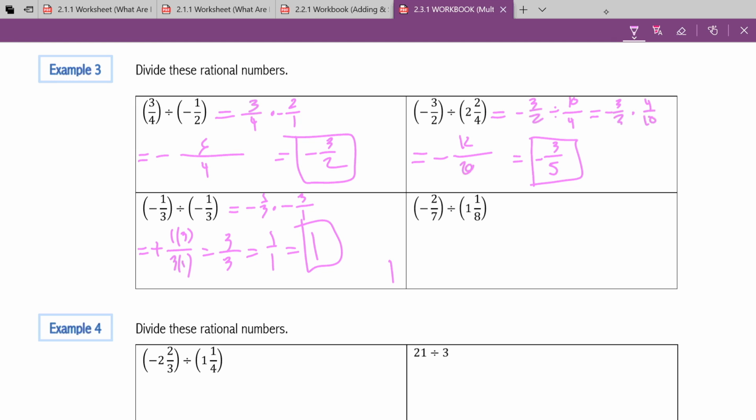Negative 2/7 now divided by 1 and an eighth. Let's convert that second fraction into an improper fraction. Negative 2/7 doesn't change. 1 and 1/8 becomes 9/8. Cool. And so now a negative divided by a positive will be negative. 2/7 divided by 9/8 is the same as 2/7 times 8/9. And we get negative 16/63 on the bottom.